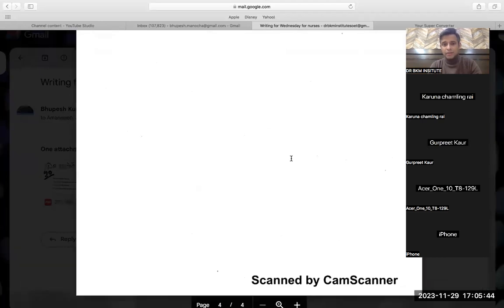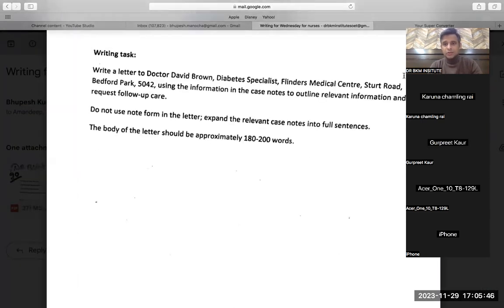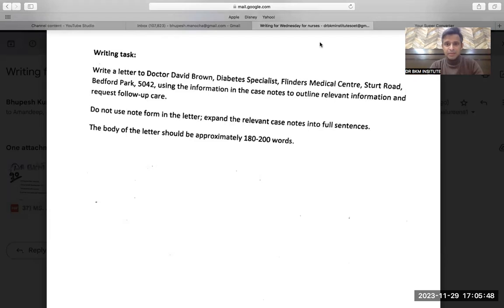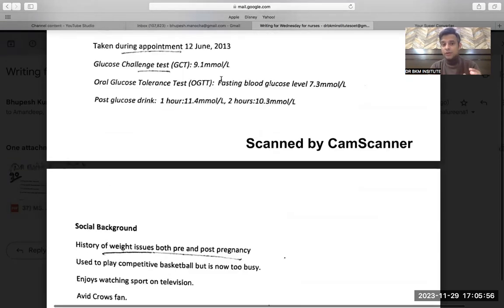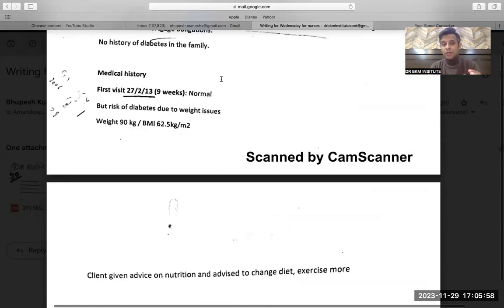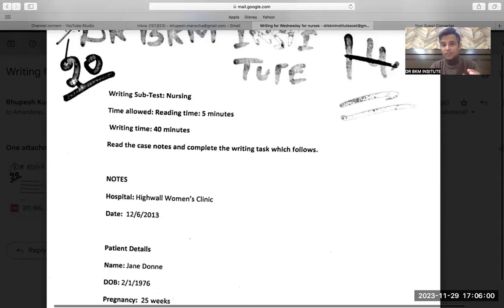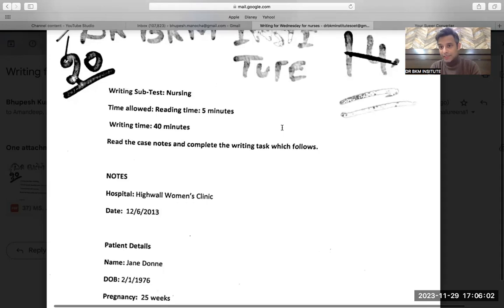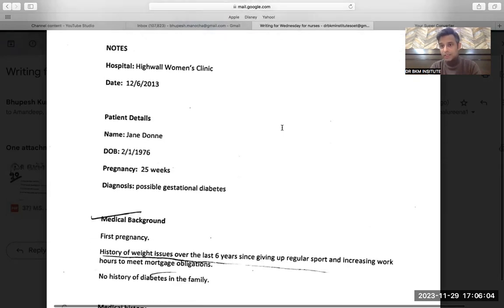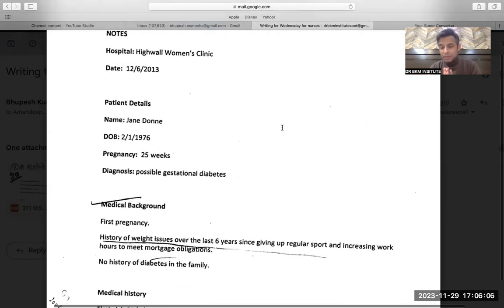So talking about the letter of today which we are doing, it asks you to write a letter to Dr. David Brown, diabetes specialist. Now this is a very specific letter. If this comes in your exam, you would be heartbroken to have such a big letter, because we are allowed to write only 180 to 200 words.